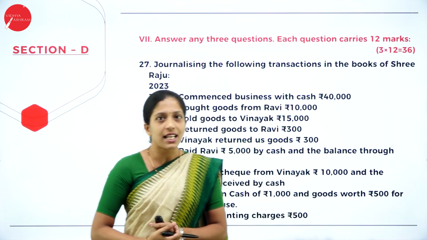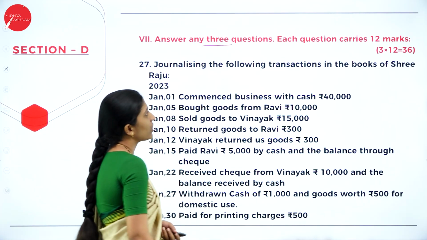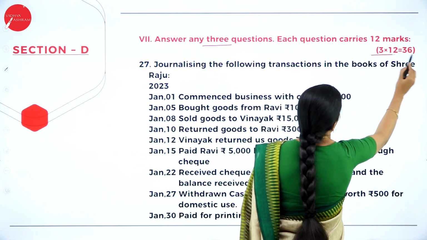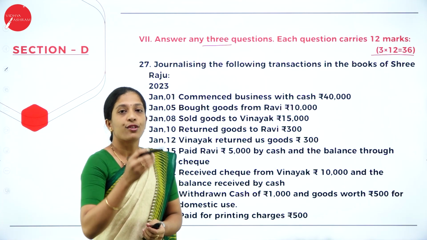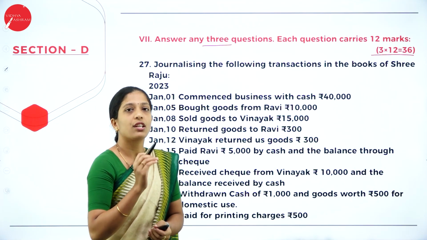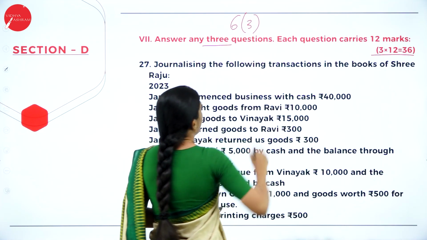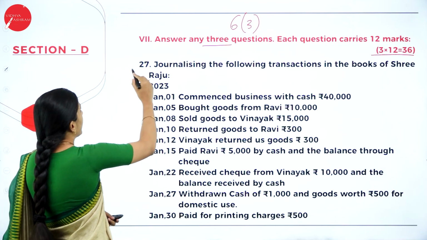Your section D is of 7th main. Answer any 3 questions. Each question carries 12 marks. So the total weightage of this section is 36 marks, that is 3 into 12, 36 marks. Out of 6 questions, you have to answer any 3 questions. Now let us quickly begin.